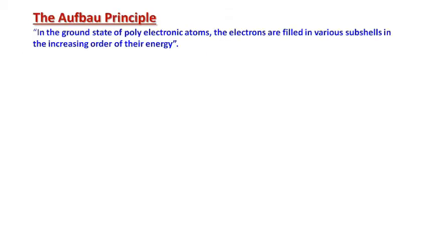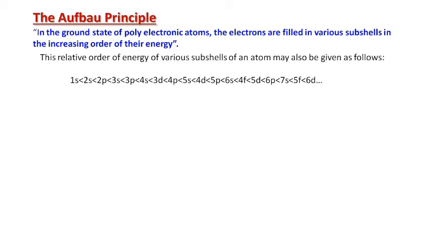The next is the Aufbau principle. According to this principle, in the ground state of a polyelectronic atom, the electrons are filled in various subshells in increasing order of energy. The relative order of energy of various subshells of an atom may be given as follows. In this case, lower is the value of n, but here you can see this fourth shell comes before this 3d orbital.